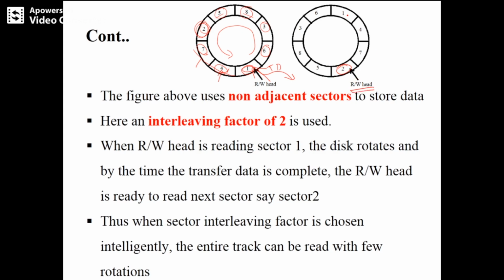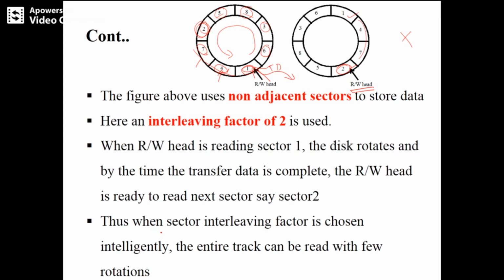Now what will happen? After reading 1, we are reading 2 only, because this much is covered in your transfer delay itself. This much has been covered. So there is no rotational delay. So we need not rotate one more time in order to reach our desired sector, right? So that is why we can avoid the rotational delay. Transfer delay, obviously it will be there because we want to transfer that data from disk to our memory, right? So transfer delay will be there, but we can avoid the rotational delay in the case of non-adjacent sectors.